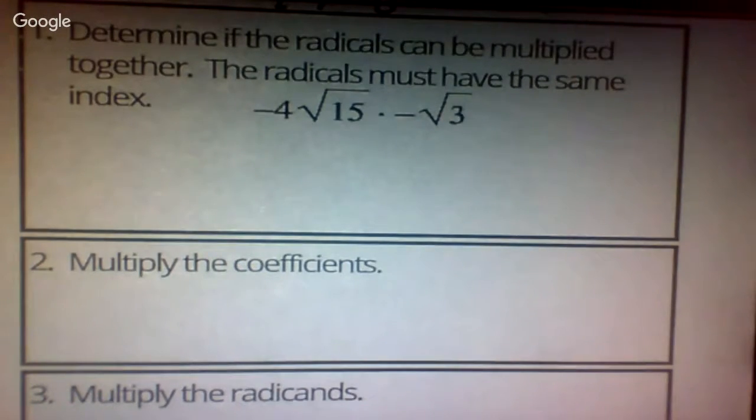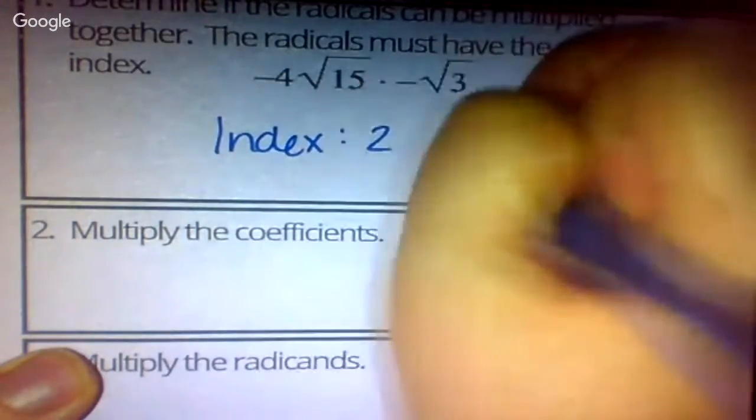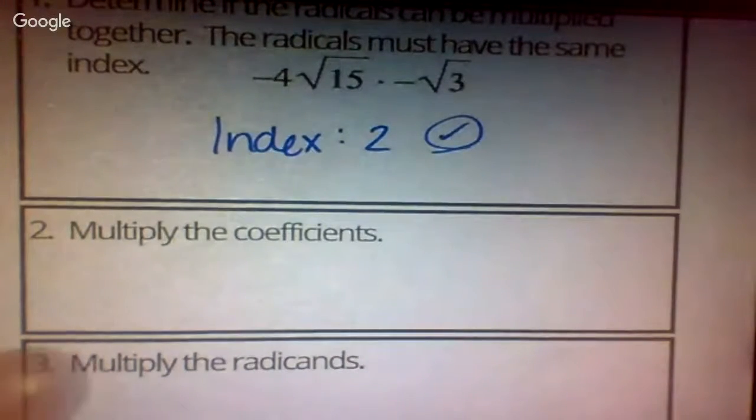If there is nothing written there, there is an unwritten 2. So once you check, we can put here that the index is 2. Both of your indexes are 2. We've checked that, so we move on to the next step.